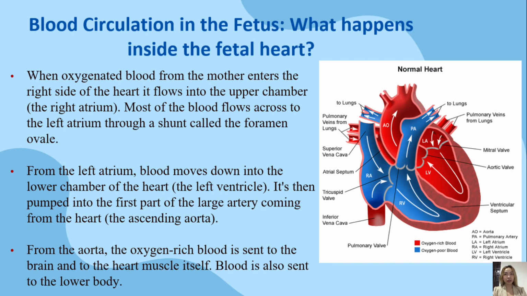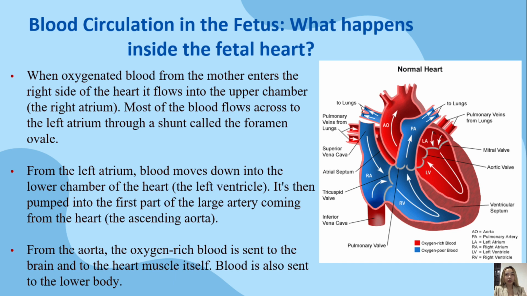And here is what happens inside the fetal heart. When oxygenated blood from the mother enters the right side of the heart, it flows into the upper chamber, and most of the blood flows across to the left atrium through a shunt called the foramen ovale. From the left atrium, blood moves down into the lower chamber of the heart, and it's pumped into the first part of the large artery coming from the heart.